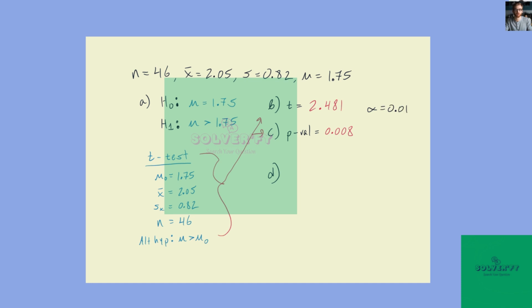So to help us answer our question for D, we can look at our p-value compared to the level of significance, and our p-value of 0.008 is less than the level of significance of 0.01. And when our p-value is less than the level of significance, that means that we have evidence to reject the null hypothesis. So in this case, we would be able to support the claim that the coyotes in this region do live longer than the expected 1.75.